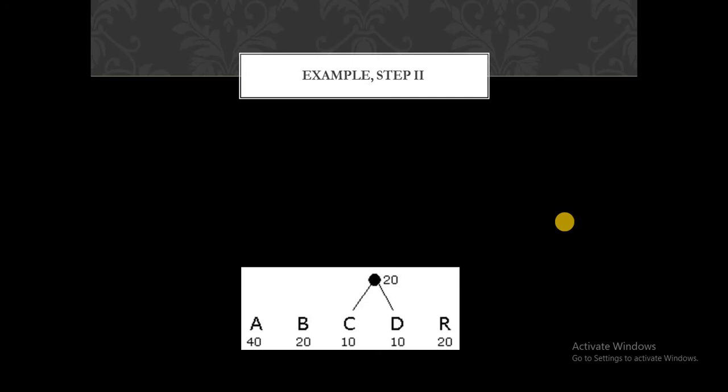Now again we have to choose two minimum frequencies. According to the example, we actually have three options. The frequency of B is 20, the frequency of C plus D is 20, and the frequency of R is 20. So we have three nodes: B, C plus D, and R. According to our binary tree construction, we need two child nodes. Either we can connect B and C plus D, or we can connect C plus D and R. We can choose any one.